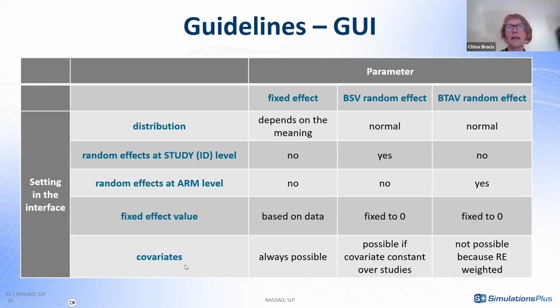And then finally, for covariates, we can add the covariates onto the fixed effects. If we want to add covariates to our between study variability, we can if the covariates are constant over studies. In the GUI, we can't add covariates to the between treatment arm variability because it's weighted, but we would be able to do that in the structural model if we would like to.